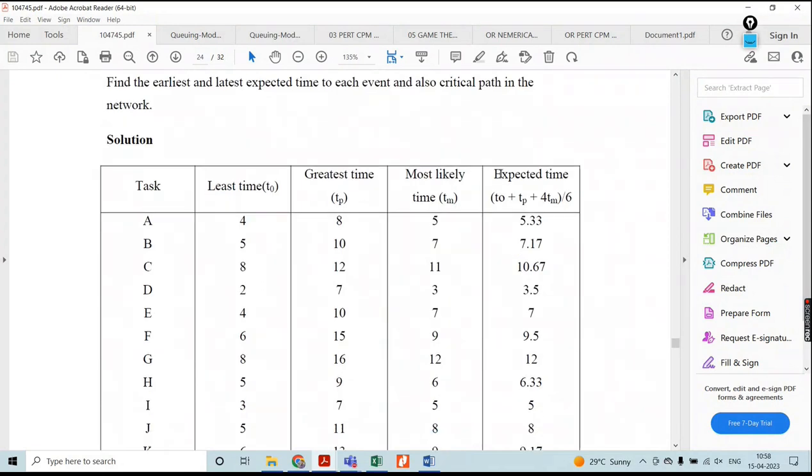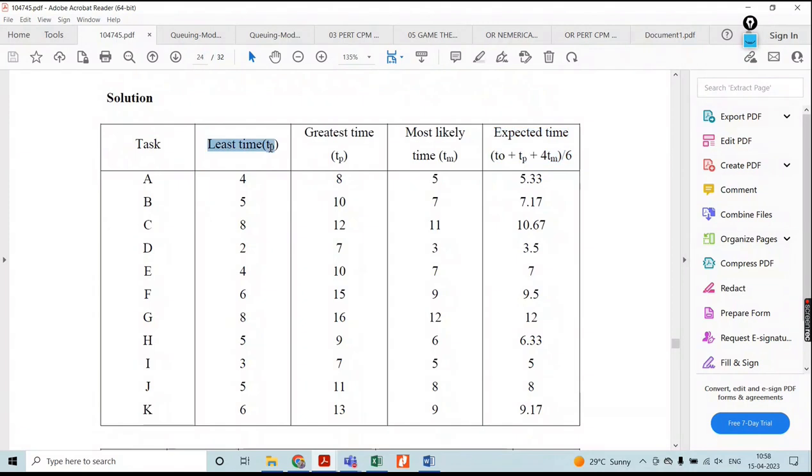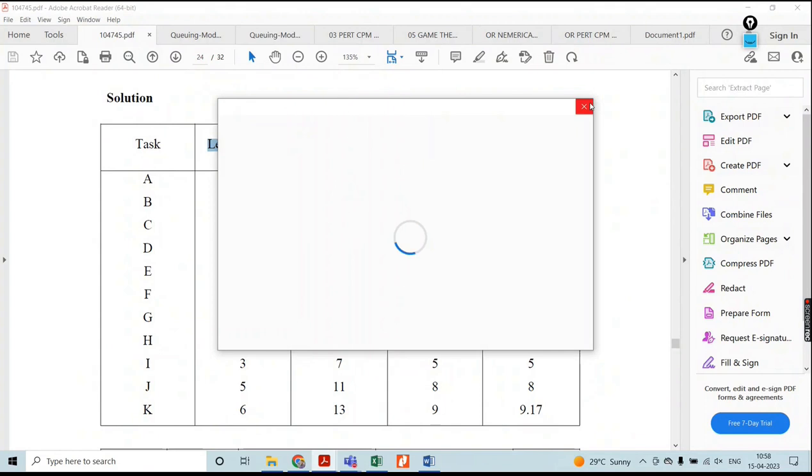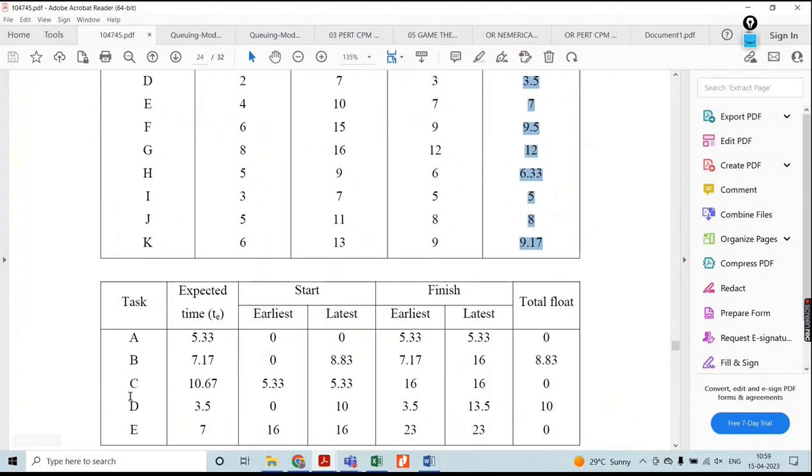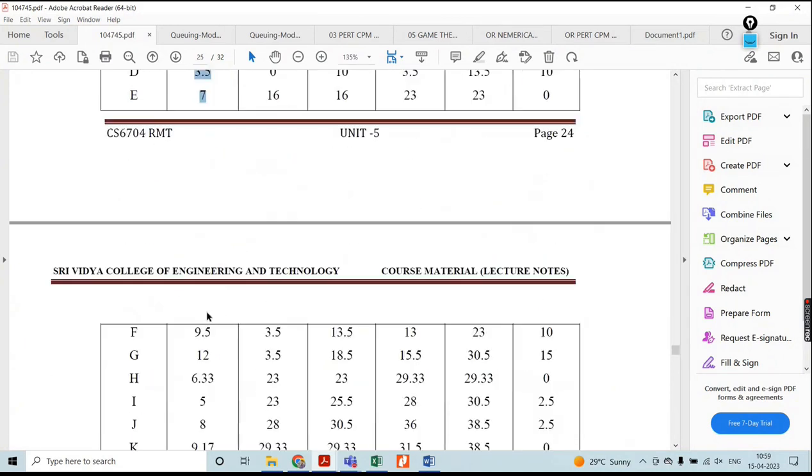Here, to evaluate the expected time, they are going to provide the least time T0, the greatest time Tp, and the most likely time Tm. Expected time is equal to what? T0 plus Tp plus 4Tm divided by 6. By using this formula, you evaluate the expected time. This expected time is used to complete that particular task.